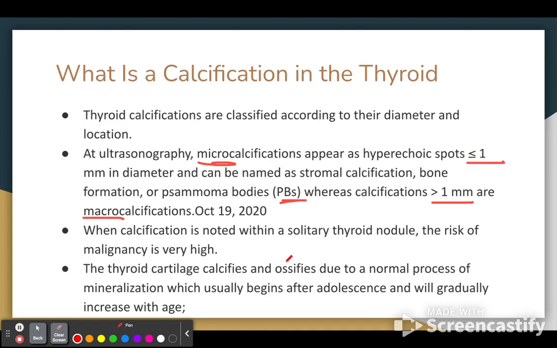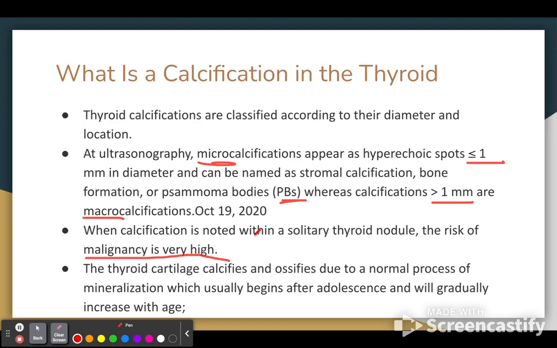When calcification is noted within a solitary thyroid nodule, the risk of malignancy is very high. So like my patient, she only had one, but since it was small, he didn't want to jump to her getting surgery right away. If it was very much greater than 1, I think he probably would have considered surgery. Since there were no calcifications on her right thyroid, it was just on her left thyroid, that's why he didn't suggest surgery.